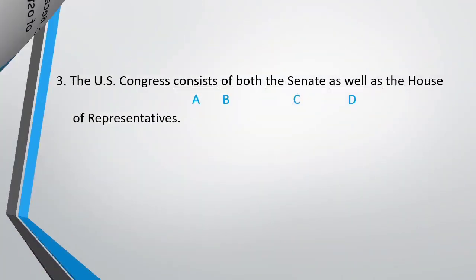Next question. The U.S. Congress consists of both the Senate as well as the House of Representatives. In this question, we have to find the incorrect word or phrase. So, the answer is D, as well as, because the paired conjunction both should be followed by and. The correct sentence is: the U.S. Congress consists of both the Senate and the House of Representatives.